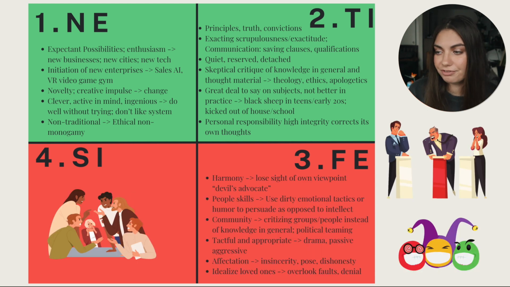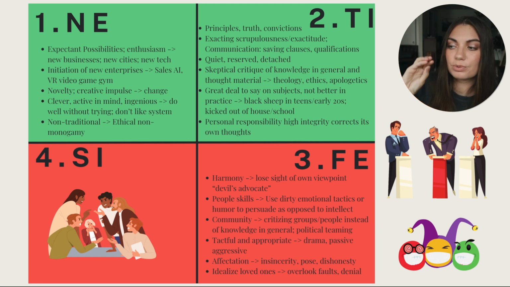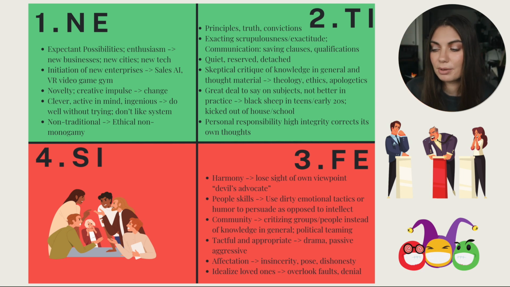So now getting on to your third function. Your third function is extraverted feeling, or abbreviated FE. Everyone's third function is the direct opposite of their second function. Since your second function is introverted, this one's extroverted. Since your second one is thinking, this one is feeling. So extroverted feeling, they're direct opposites.